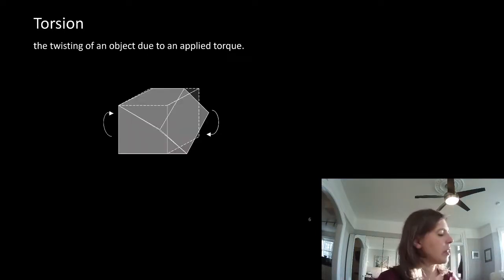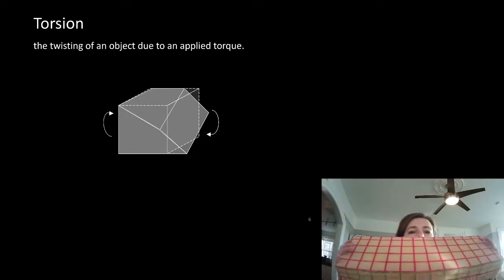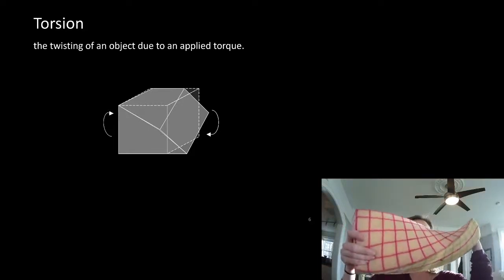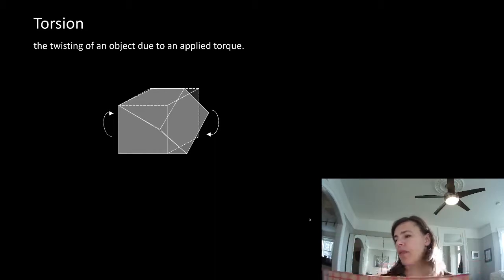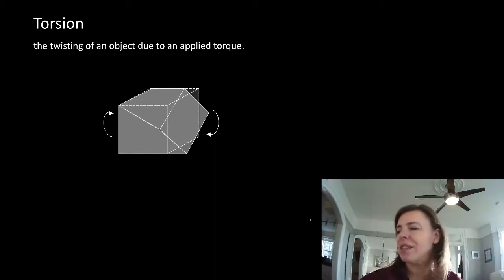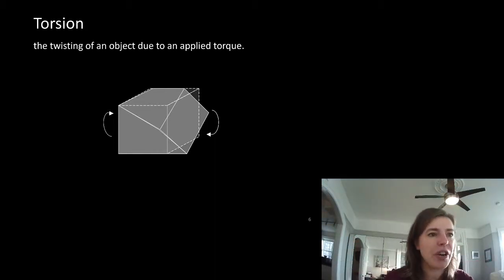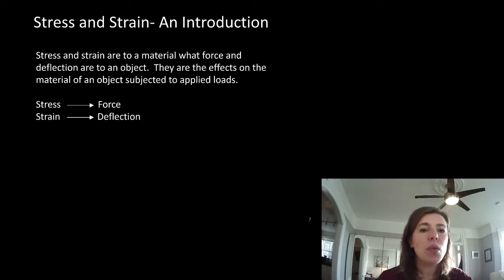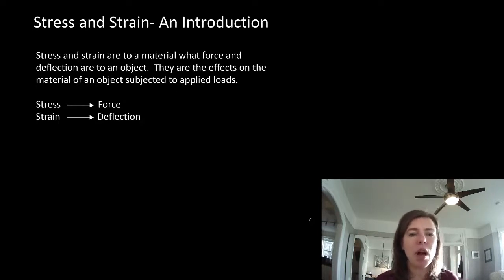And then the last one that we don't really work with in this course is torsion, or the twisting of the object, which is kind of a funny little combination of moment and shear. So those forces are all the things that we want to talk about. We want to talk about how they move within the material. So now I'm going to introduce the concept of stress and strain.